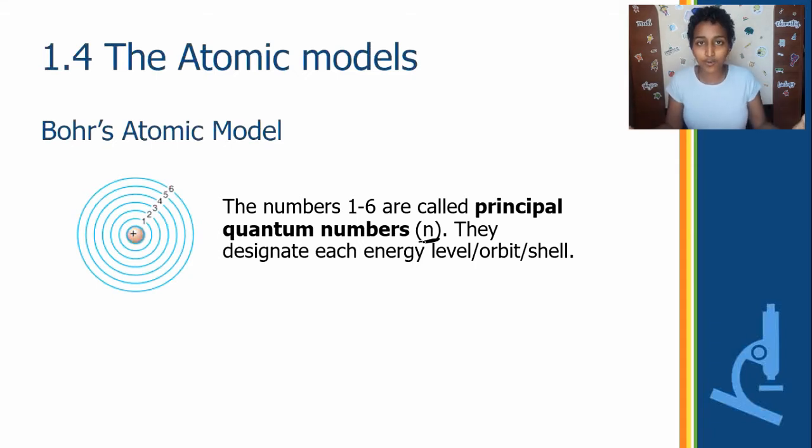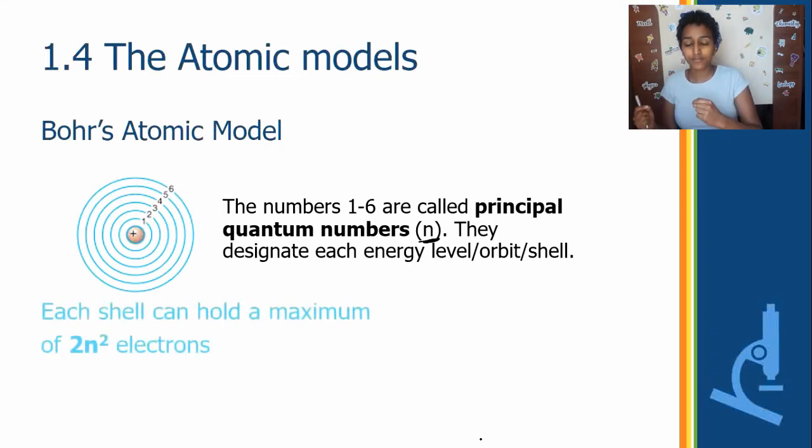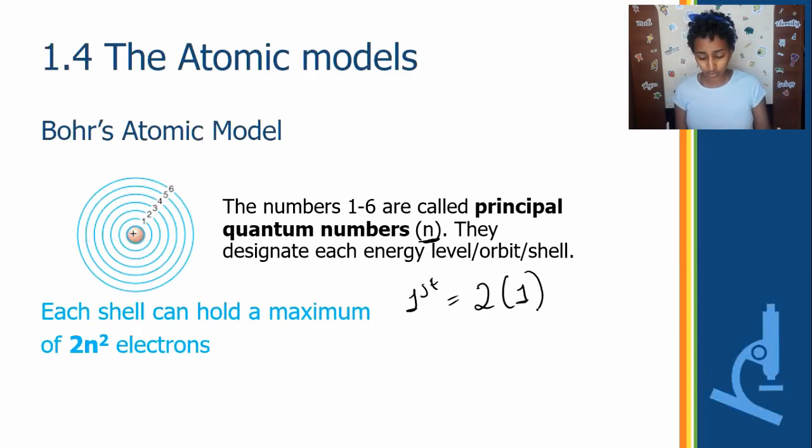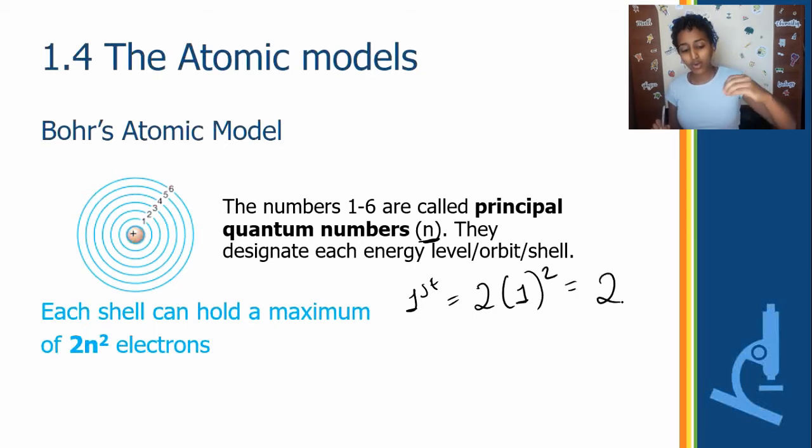Now, the whole point of these orbits is carrying electrons. Bohr's atomic model gives a maximum number of electrons that each shell can hold. He uses the formula 2n squared. So if we were to see this individually, the first shell could hold a maximum of 2. In place of n, you simply put the principal quantum number 1, and you square it, so you get 2. The first shell can hold a maximum of 2 electrons, no more. It can hold less, but no more.